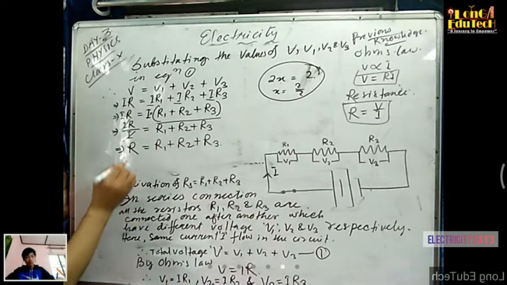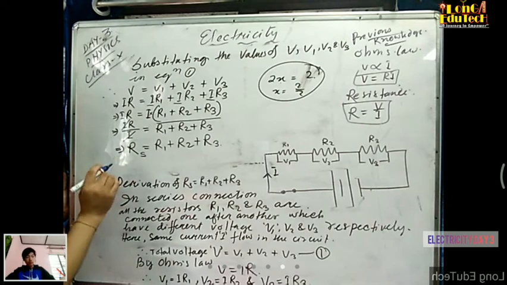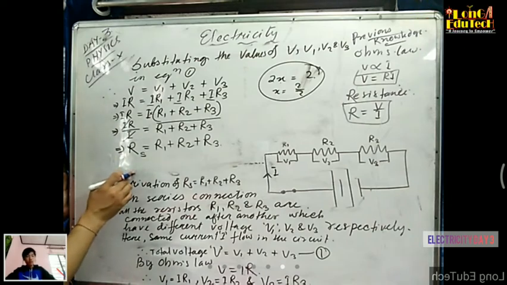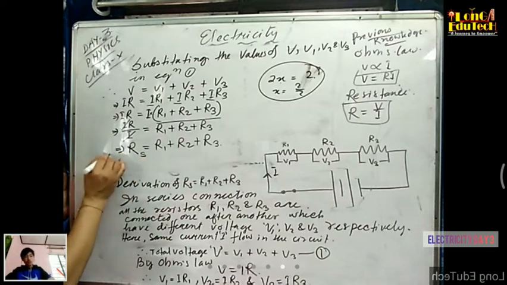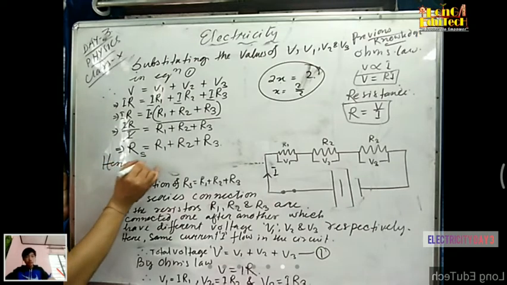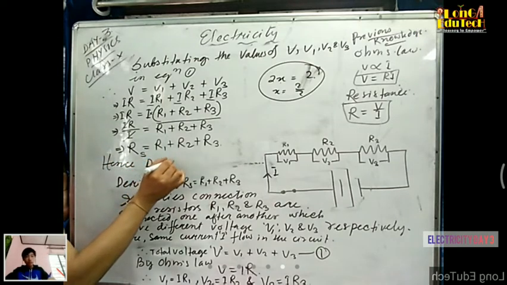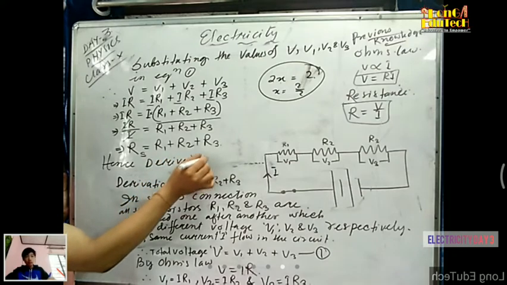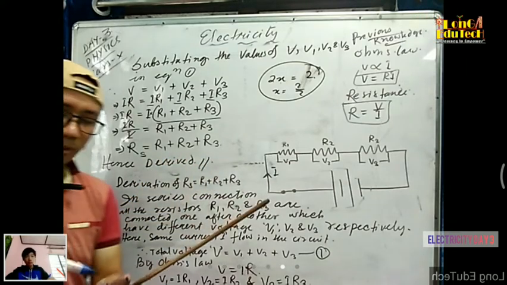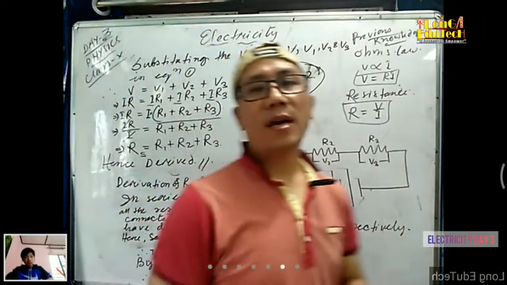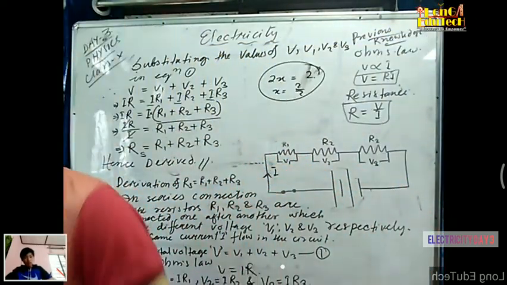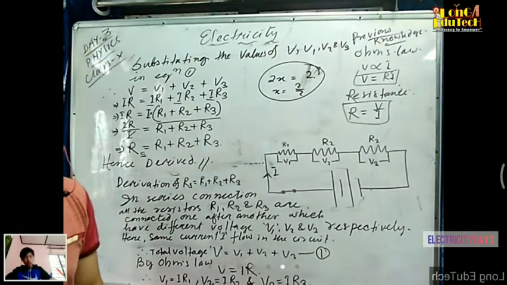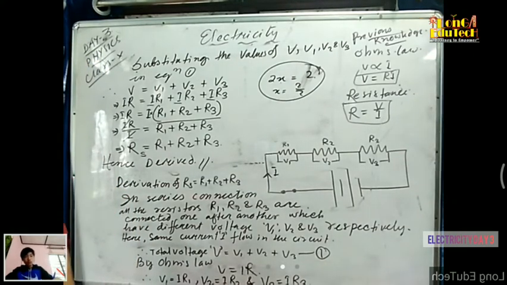We can put S here, no problem. Why? Because we are finding the equivalent resistance of the series. Hence derived. So like this, we can derive the equivalent resistance of the series connection, and like that we can derive for the parallel connections also.